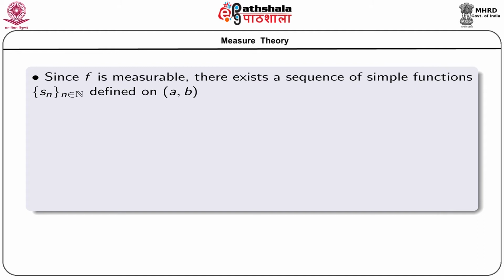So, we start with a measurable function small f. Now, we already know that given a measurable function, we can always choose a sequence of simple functions which converges to that measurable function pointwise. We have seen this result in chapter 3. So, by that result, there exists a sequence of simple functions Sn, n belonging to capital N, defined on open interval a b such that Sn converges to f pointwise. Now, let epsilon greater than 0 be given.